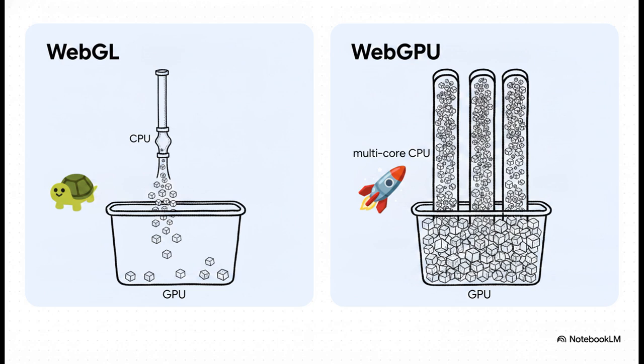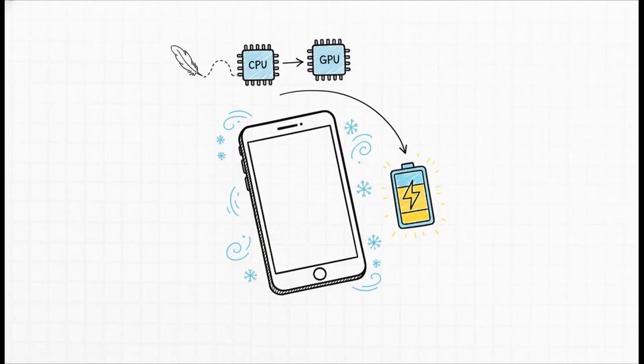WebGPU changes the game entirely. It allows developers to prepare rendering commands across all available CPU cores simultaneously. It's a massive difference. WebGPU isn't just an update, it's a complete architectural upgrade. It wasn't built on those aging OpenGL standards. Instead, it's modeled directly after modern native APIs. Think Vulkan, Metal, Direct3D 12. This gives developers granular, explicit control over GPU memory and pipeline state.